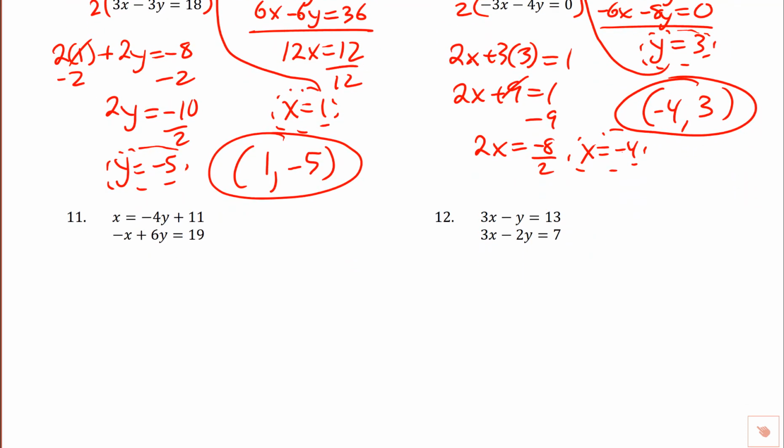Slide down and take a look at these last couple right here. Okay, now we do need to be a little bit careful with this one. This one says solve this using elimination. You might be tempted to just go for it and just add these, but notice where the equal sign is on this one.